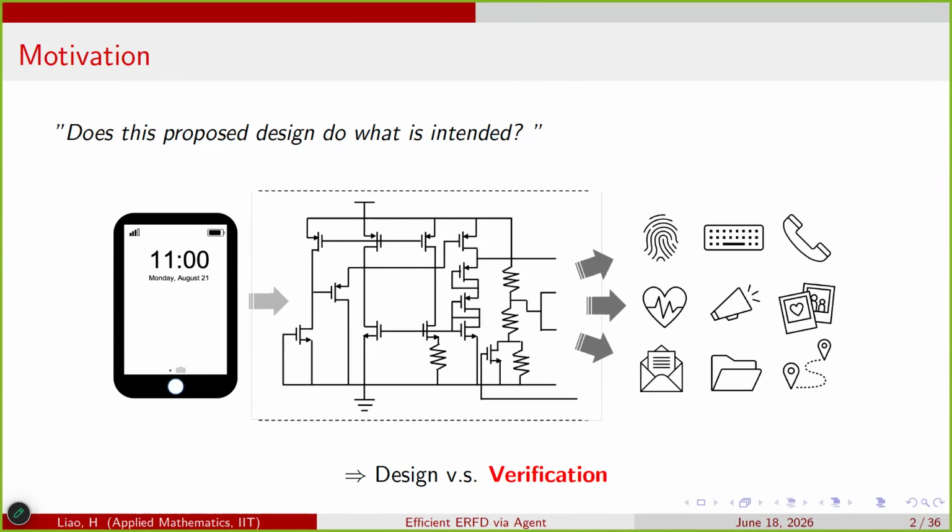It's like proposing a statistical model. We can propose tons of models, but we need to know whether it works or not, whether it can achieve certain behavior we want or not. So that's when we actually consider the problem: does the proposed design do what is intended? So we don't really focus on the design part. It's more from a verification part for a certain design.